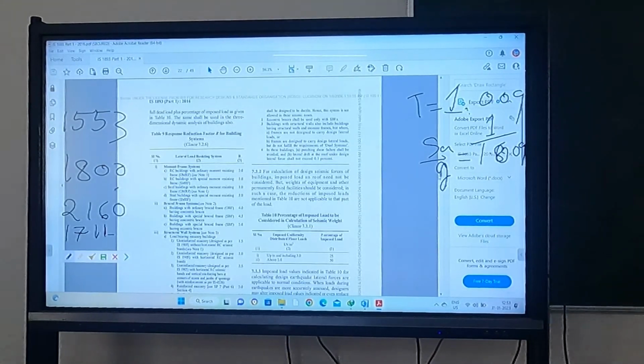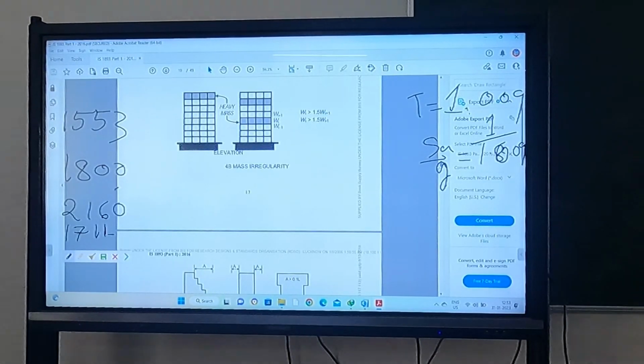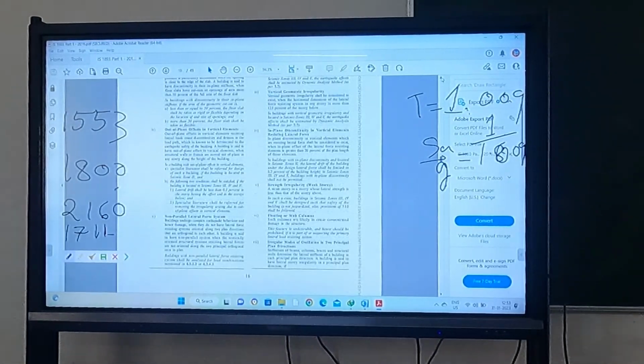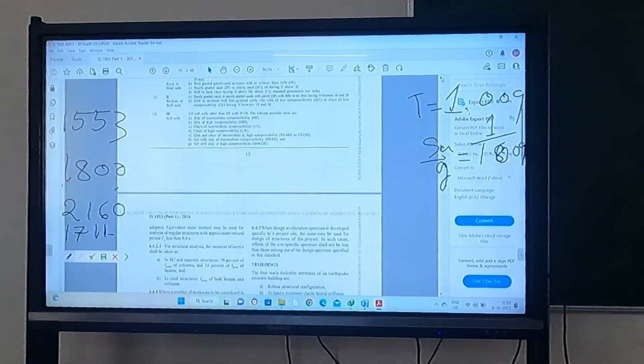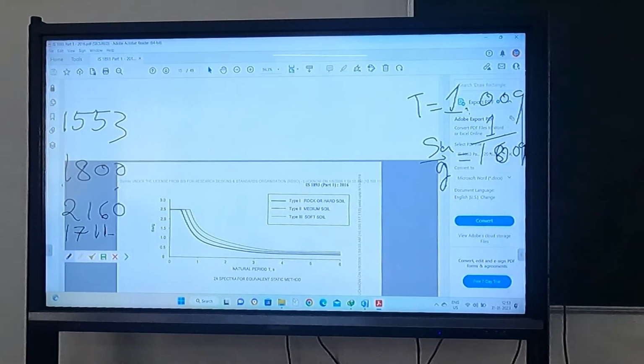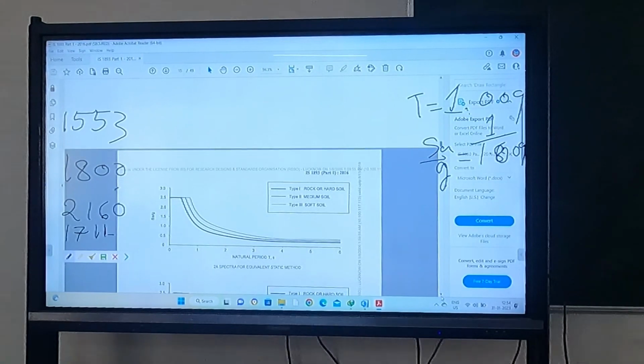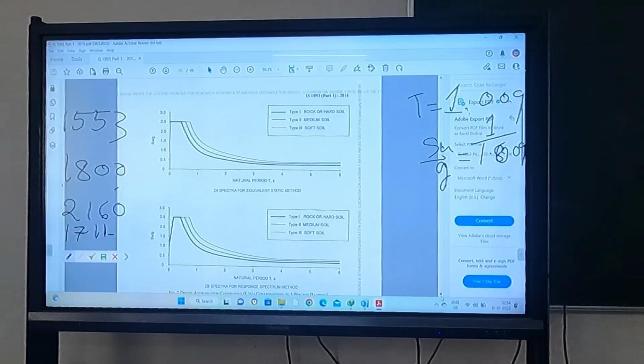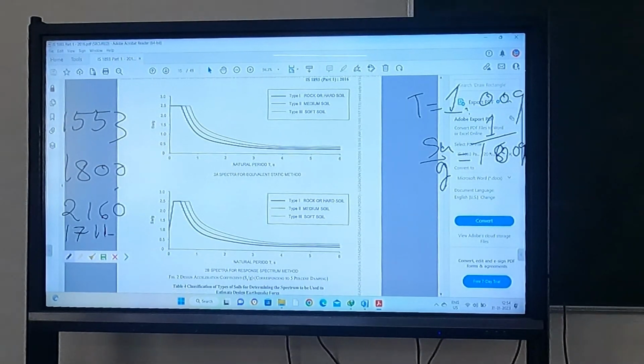Wait. See, there are two response spectra. Listen here, please. There are two response spectra in the code also. Here our analysis is based on the response spectrum method. So which one do you have to use? The second one, right? This one.